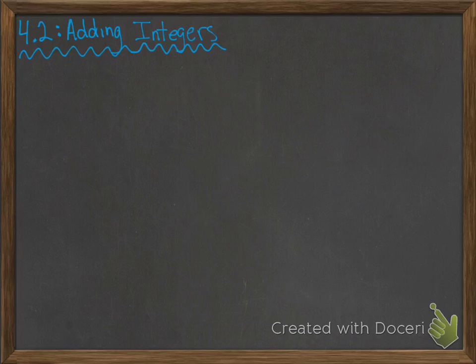4-2 is called adding integers, so it's literally just how to add integers. We're not talking about subtraction, we're not talking about rational numbers, we're not talking about irrational numbers, we're just talking about how to add integers. So let's take a second and review.